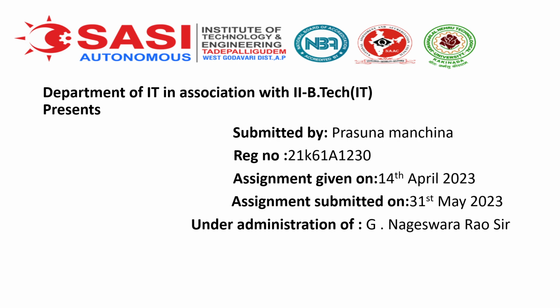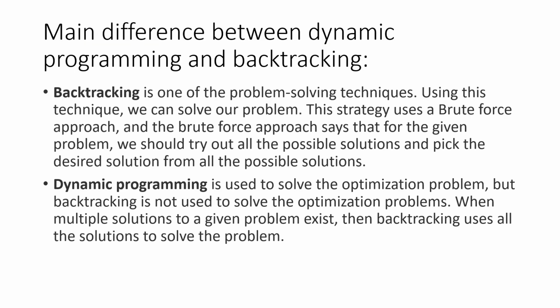Here we have to know the main difference between dynamic programming and backtracking. Backtracking is a problem solving technique in which we find all the possible solutions and pick the desired solution from all the possible solutions. In dynamic programming, we find the optimal solution by finding all the possible solutions.